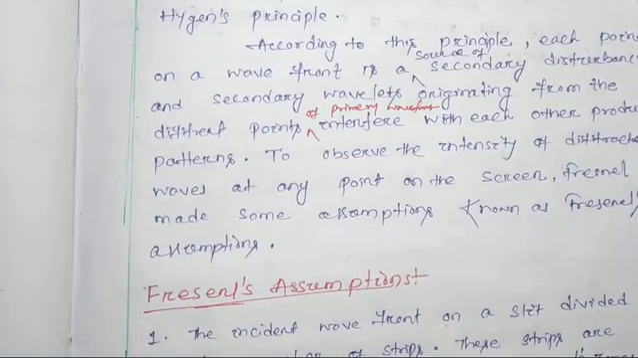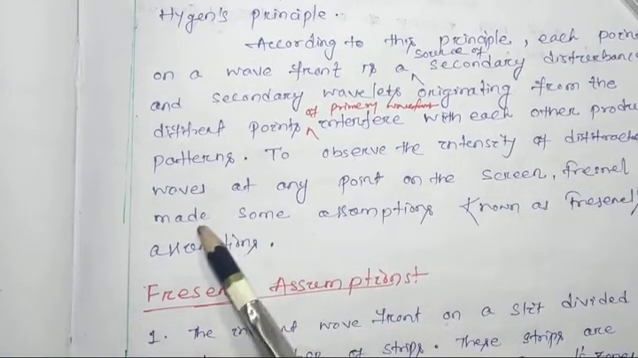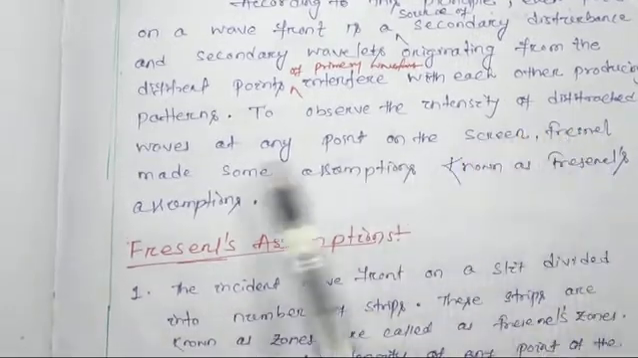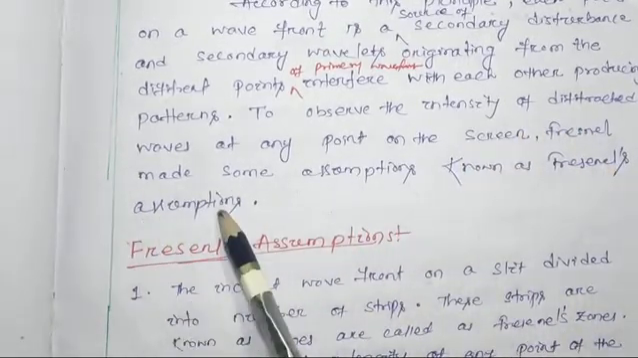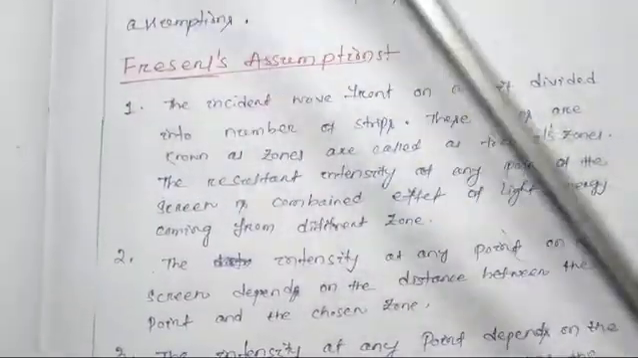To observe the intensity of the diffracted wave at any point on the screen, Fresnel made some assumptions known as Fresnel's assumptions. So what are Fresnel's assumptions?